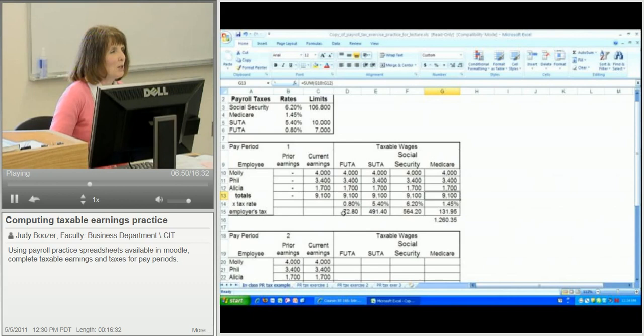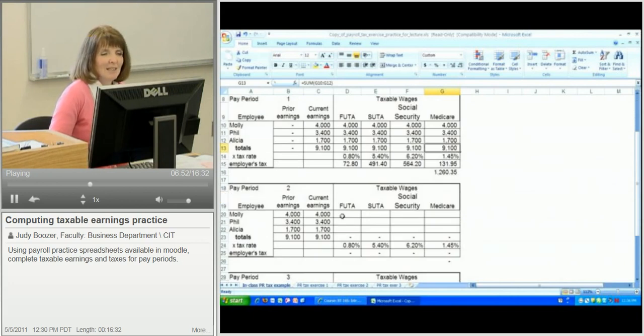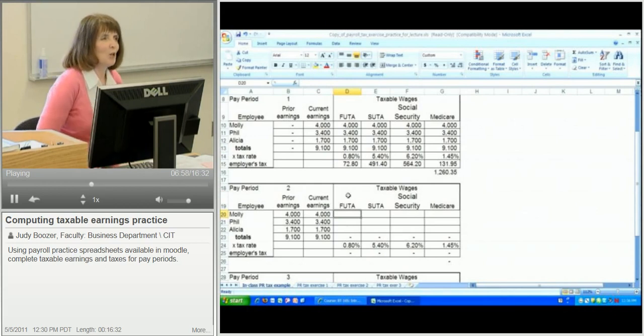Let's look at pay period 2 for those of you who are done with 1. Now, first of all, if there are prior earnings or cumulative earnings or year-to-date earnings, you must look at that when determining whether limits have been reached. So for Molly, she had prior earnings of $4,000. So the first thing you're going to do is to see if they've exceeded the limit by adding both the prior and the current together. Now, 4,000 and 4,000 is 8,000. Has the limit been exceeded?